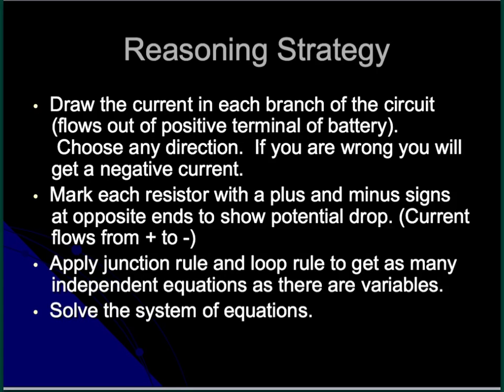So when we're going to work these problems, we need to label the current in each branch. And generally we're going to have it come out of the strongest battery, out of the positive terminal. But it doesn't really matter which way we do it. We can choose any direction, and if we choose wrong we will get a negative current. And that just means the current goes in the opposite direction.